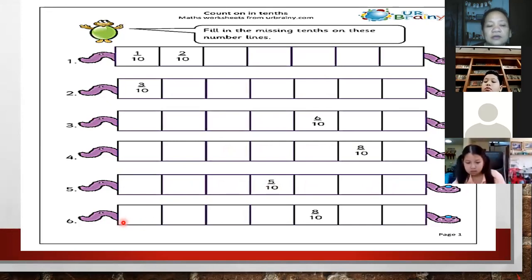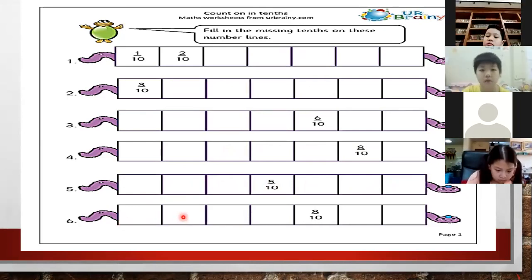Okay. Number 6, the last one. 4 tenths, 5 tenths, 6 tenths, 7 tenths, 8 tenths, 9 tenths, 10 tenths. Okay. We are going to check your answer if it's correct.